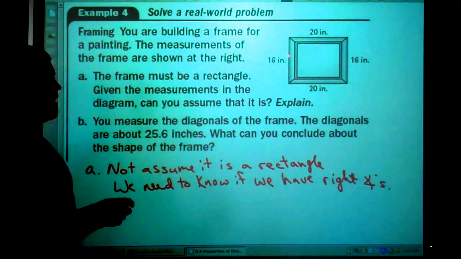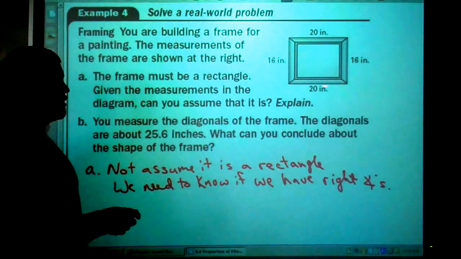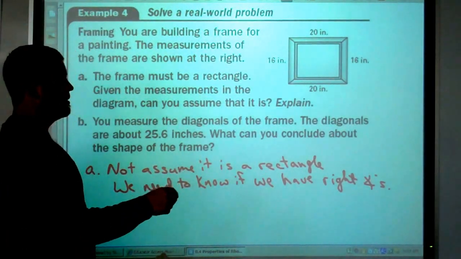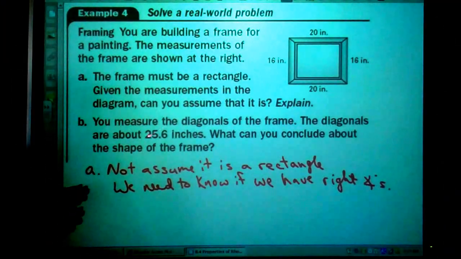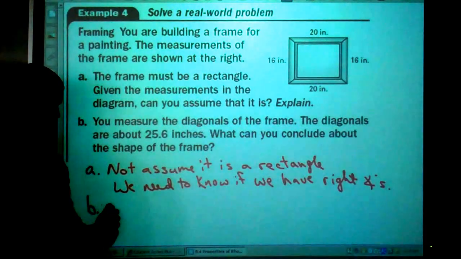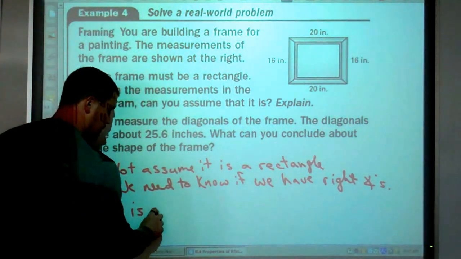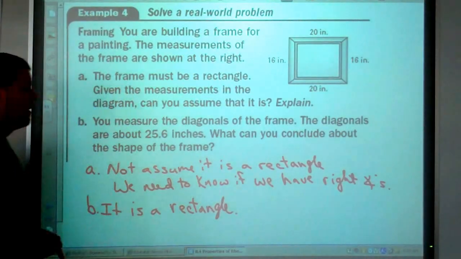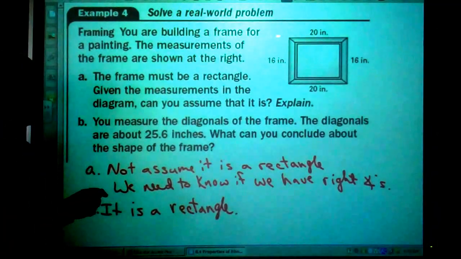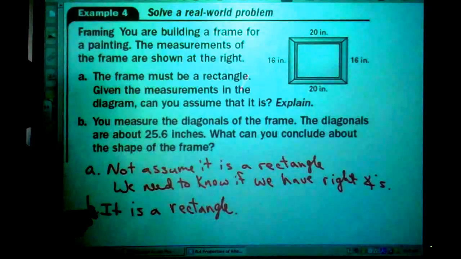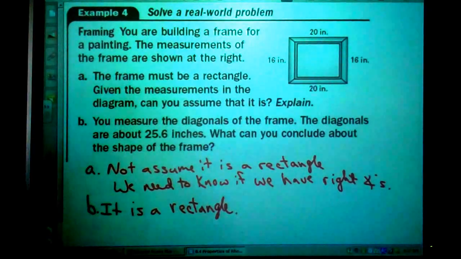They don't sit there with a builder's square and put it in the corner of the wall to see if you have a right angle. They measure the diagonals of the wall. If they're congruent, if they're the same, it is a rectangle. Okay, the two diagonals are 25.6 inches. They're congruent. What can you conclude about the shape of the frame? The frame is a rectangle, alright?